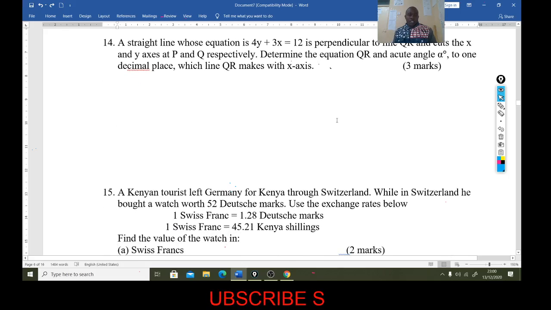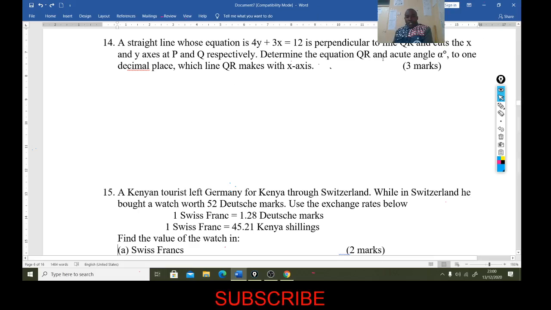Question number 14 is saying that a straight line whose equation is 4y plus 3x equals 12 is perpendicular to line QR and cuts the x and y axes at P and Q. So the x-axis is cut at P, and the y-axis is cut at Q. Determine the equation of QR and the acute angle alpha, to 1 decimal place, which line QR makes with the x-axis.